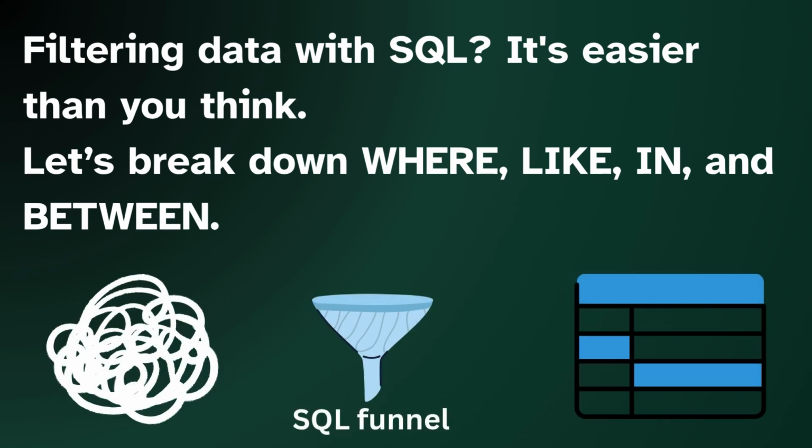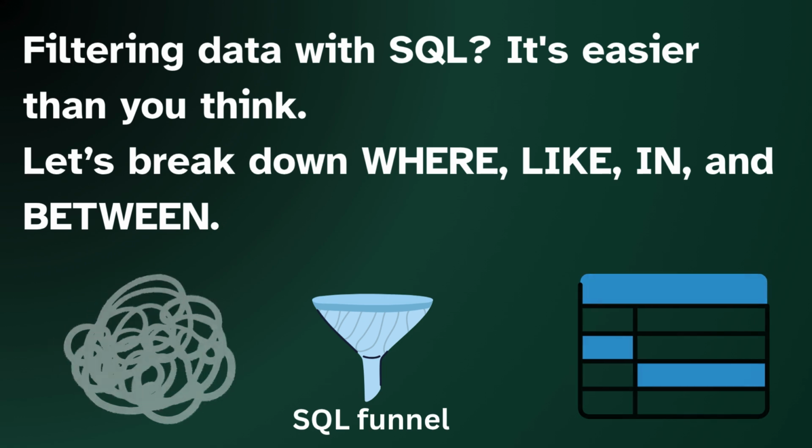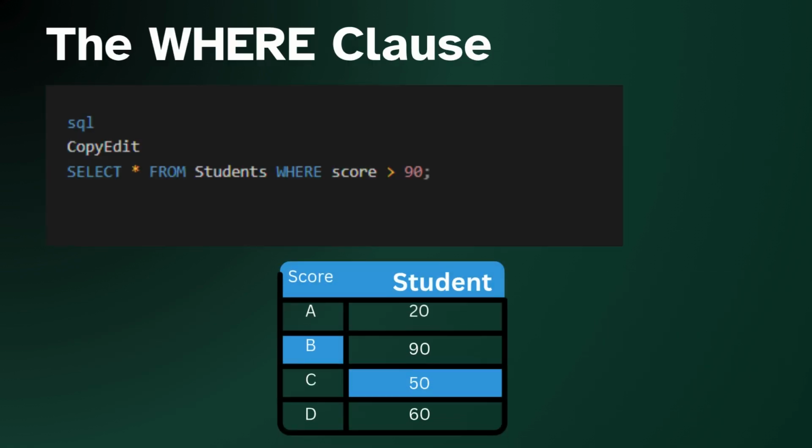Want to find exactly what you need in a big table? Let's filter like a pro just using a few simple keywords. Start with WHERE. It filters rows that match a condition, like only students with score above 90.